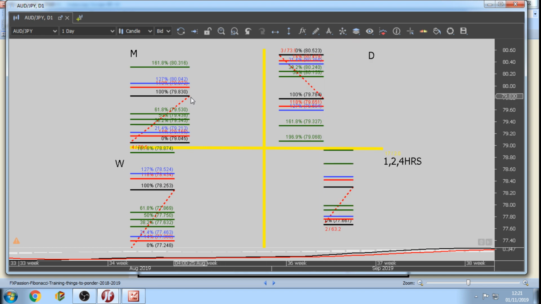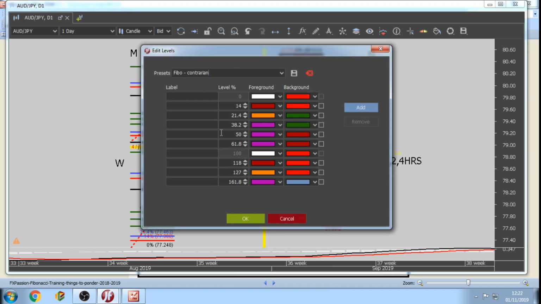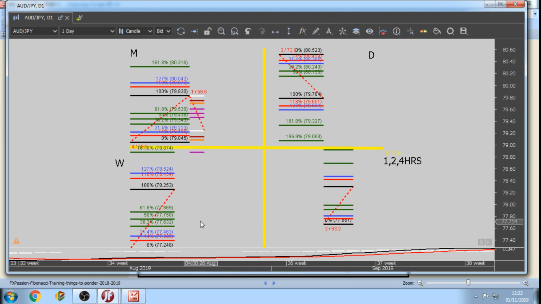Absolutely right. So the monthly is going to have a contrarian Fibonacci with a confirmed C. The weekly is going to have a contrarian Fibonacci but with a not confirmed C. The daily is going to have a contrarian Fibonacci with a confirmed C. And the 1, 2 hours is going to have a contrarian Fibonacci with a confirmed C.